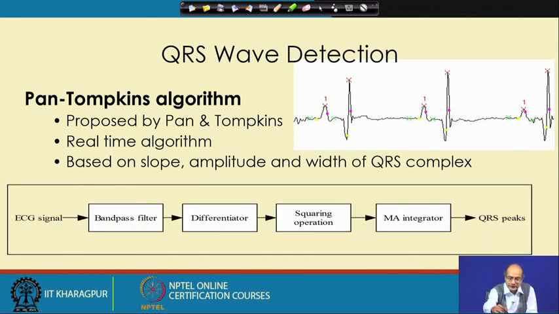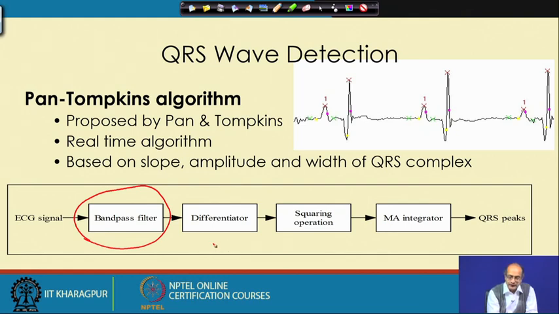Okay. So, these are the things kept in mind when this technique was proposed. The first part of it is a band pass filter to clean the signal. We know that when we use the differentiator or the derivative, it will accentuate the high frequency noise. So, we need to get rid of it. So, first it is passed through a band pass filter.